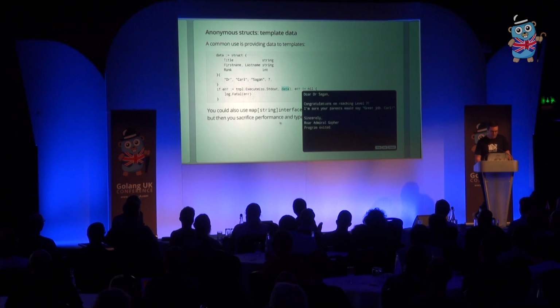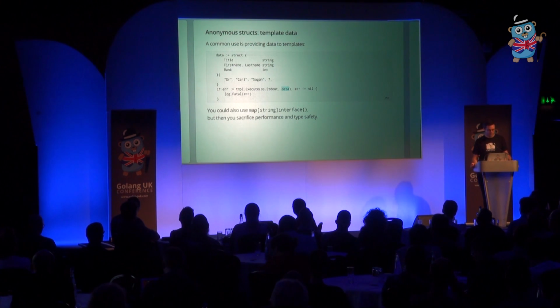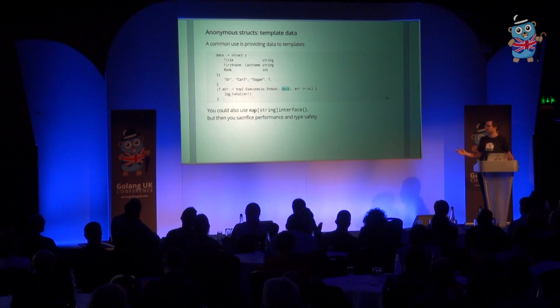I forgot. It's also possible to use a map of string to empty interface to do this same thing. But unfortunately, in that case, you sacrifice performance. It has to actually allocate a map and populate it, which is a bit slower than populating a struct. And also, you lose the type safety of each of the values. So struct is far superior in this case.